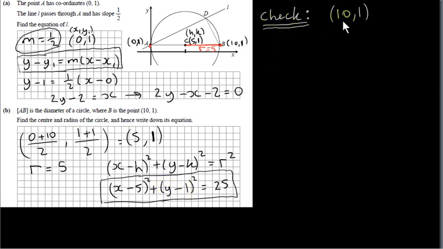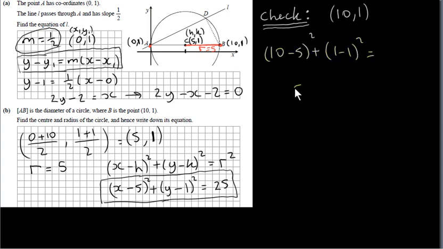So I like to do checks. You don't have to do this, but (10, 1) is a point that's on the circle. We can see that. So if it's on the circle, it should satisfy this equation. In other words, if we plug 10 in for x and 1 in for y and work out this left hand side, we should get 25. So plugging 10 in for x here, we have 10 minus 5, which we must square, plus y is 1, so we have 1 minus 1 squared, and this should work out to 25.